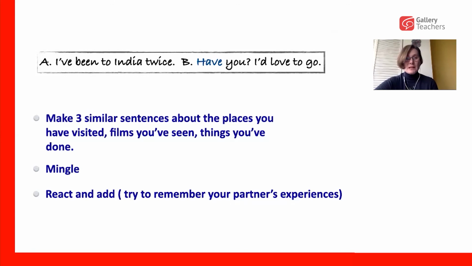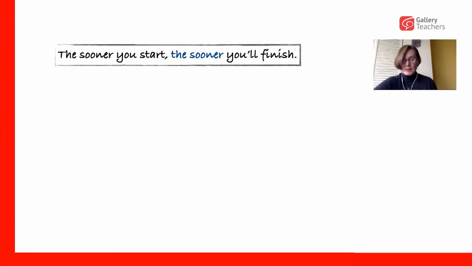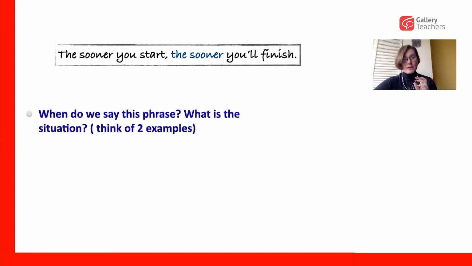Stuff like that. Okay, so the second part is, the sooner you start, the sooner you'll finish this part. So what can we do with it? The main problem with this is that the students usually don't understand when we use it. So they don't understand the context. So we can work here a little bit, by asking, when do we say this phrase? What is the situation? And ask the students to think of at least two examples of the situation.